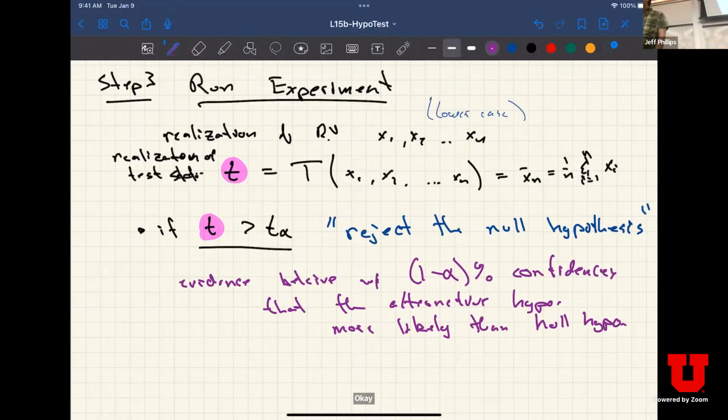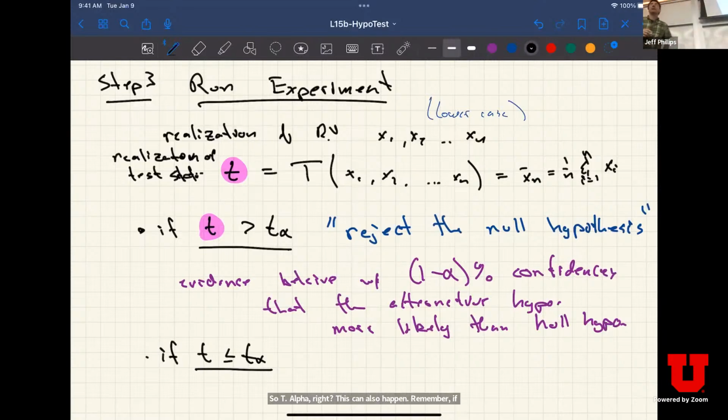The other option is if t is less than or equal to t alpha, right? This can also happen. Remember, if we chose one person to sample, then this was what we thought was probably going to happen. Then we would say that we do not reject the null hypothesis.